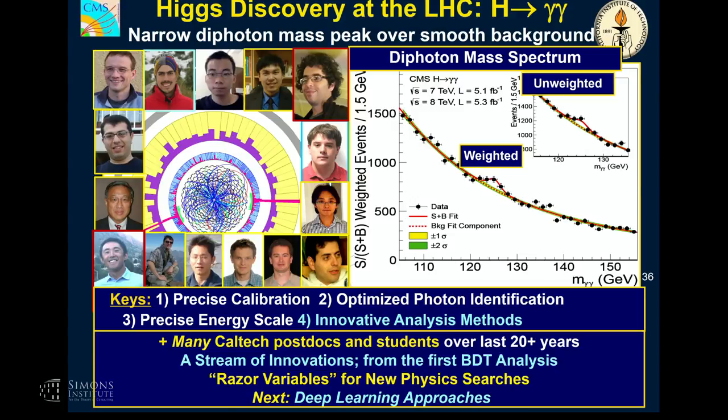And since that time, Maria Spiropoulou, who will talk here soon, and some of her students have also developed special variables called the razor variables, which have helped with new particle searches. One of the next things that we're going to do, in spite of our best efforts and our previous conviction that we had optimized things, is we're now starting to learn that in many corners of our analysis, deep learning approaches can make further progress for us.